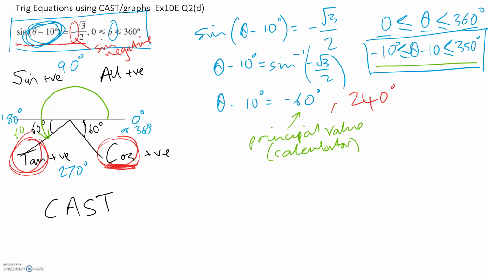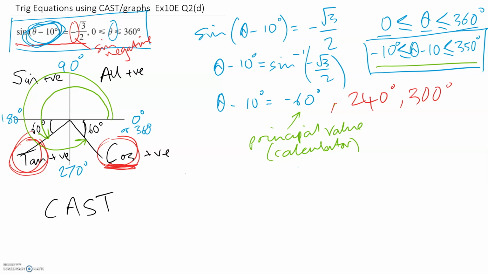Then we want to do the same, go all the way around, but this time find another value. So we keep going around until we hit these lines. So that will be an angle of 360 minus 60, which is 300.